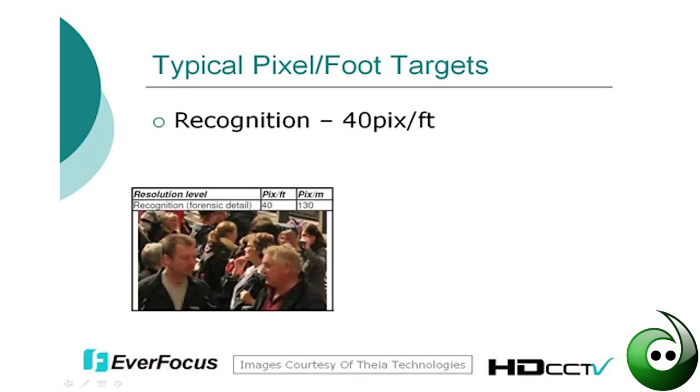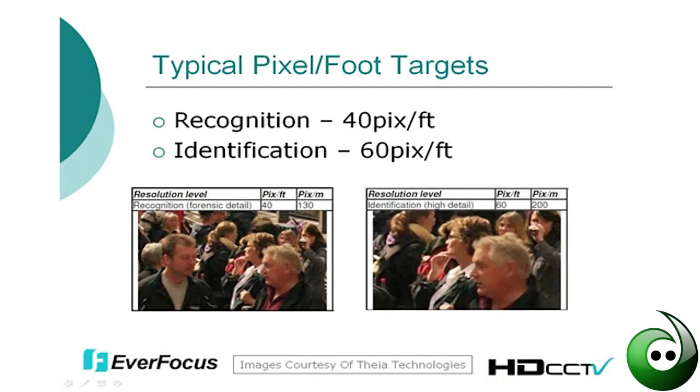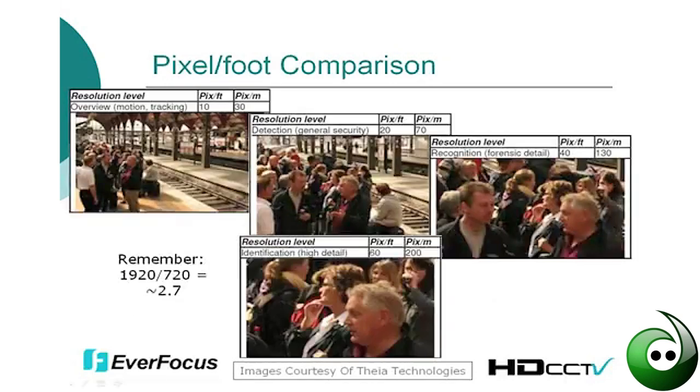If you want to be able to recognize an individual, they suggest you need 40 pixels per foot, and they distinguish between recognition and identification, the ability to convince a stranger that you are showing a particular individual, and that brings us up to 60 pixels per foot or 200 pixels per meter. And here's a comparison of 10, 20, 40, and 60 pixels per foot.